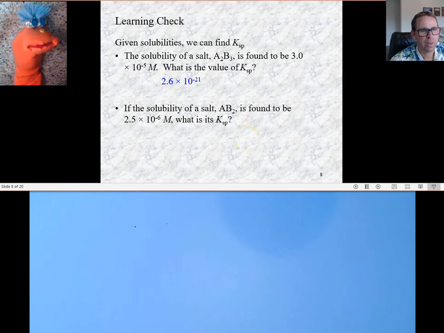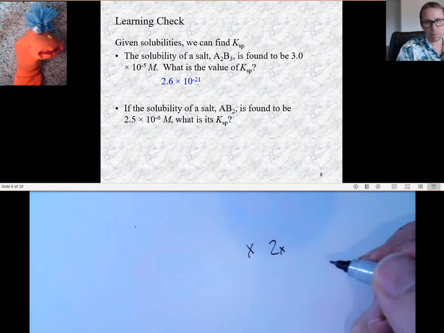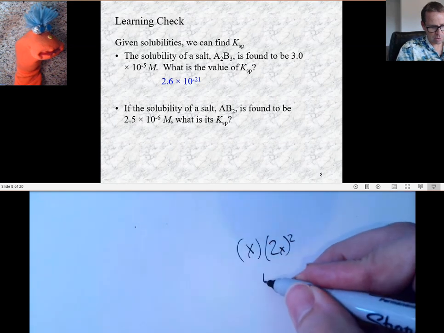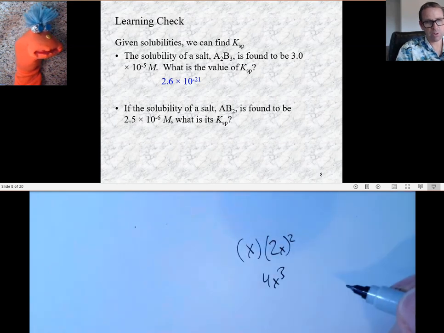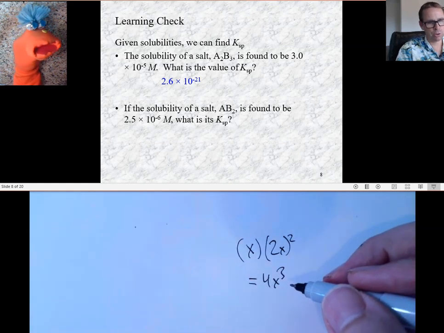Okay, I'm ready. All right, so what'd you get? Well, I took 2.5 times 10 to the minus 6 and multiplied it by 2, squared it, and then multiplied by 2.5 times 10 to the minus 6 again. So you had x being represented for A, 2x represented for B, 2x squared then times x. So this is 4x cubed. Is that what you said? Well, that's what I was trying to say. Yeah, 4x cubed, and then 2.5 times 10 to the minus 6 goes in for x.